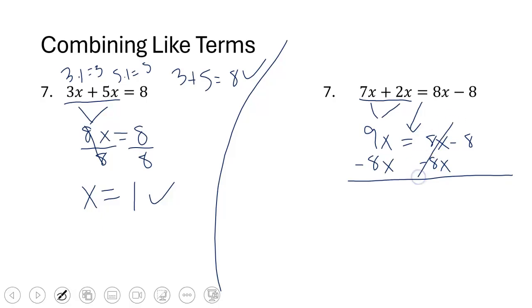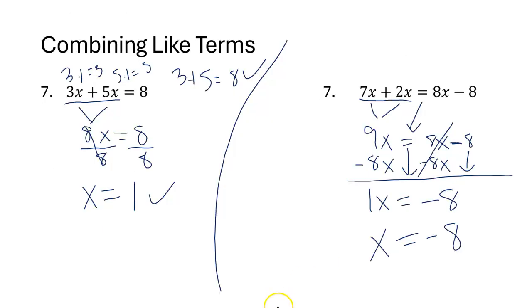So on that right side, they cancel. So it's 9 minus 8. 1x. Bring down your equal. Bring down that negative 8. There's a negative in front of that 8. Do not leave it up there. So there's always an invisible 1 in front of x. You don't need it. So this is really x equals negative 8. X is by itself, so we don't have anything else left to do. And that's one step, two step, and combining like terms.